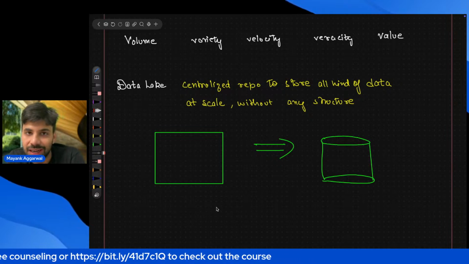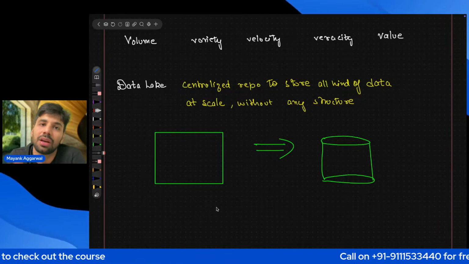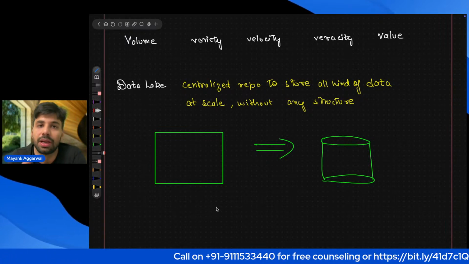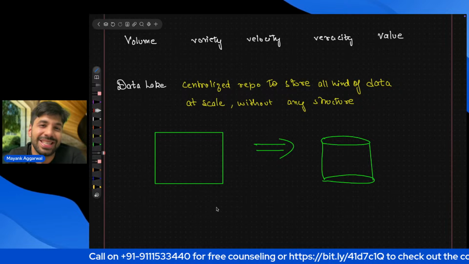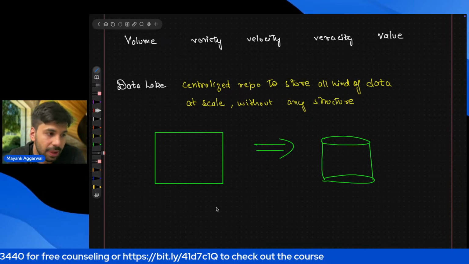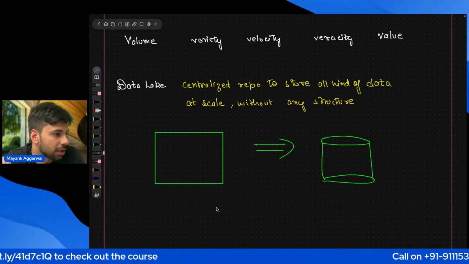So the underlying hardware is also different. It is cheap hardware where you can store by distributing your data. You can store it in any form, in different formats. So HDFS, S3, AWS, ADLS Gen 2, all these are data lakes. Okay, I hope that is clear. Anyone has any doubt?